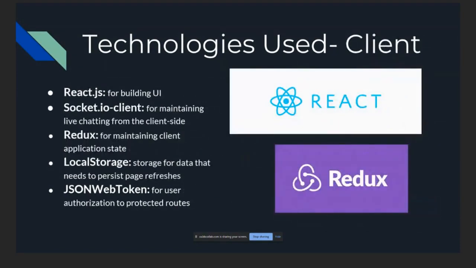And in terms of the client, we used React for our UI components, Socket.io for maintaining live chatting from the client side, Redux for maintaining client application state, local storage to maintain data on the browser that needs to persist between page refreshes, and then JWT, again, for authentication, for example, 404 pages.